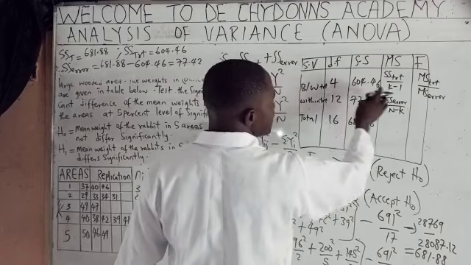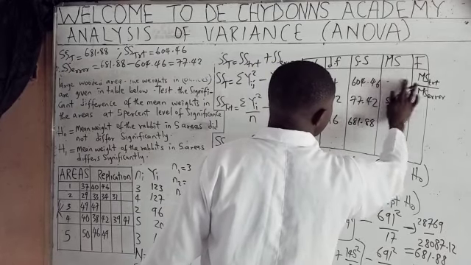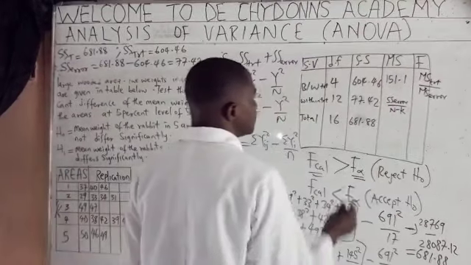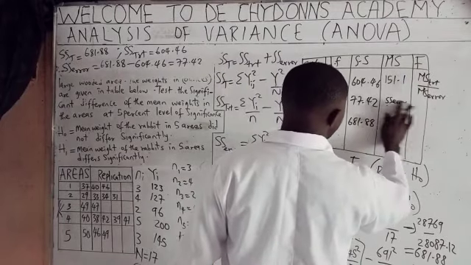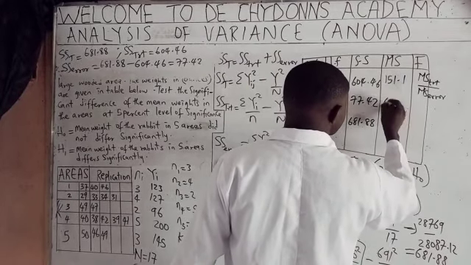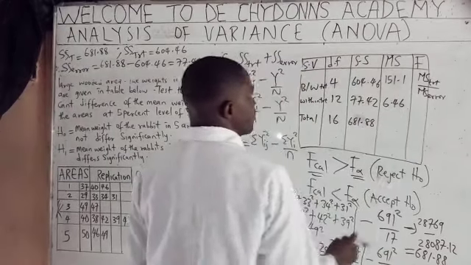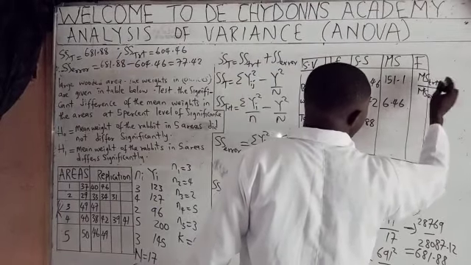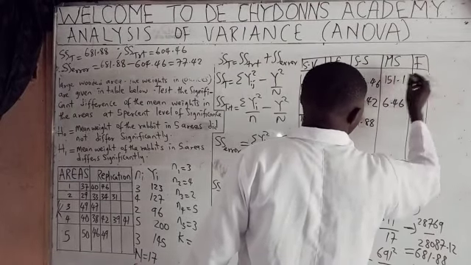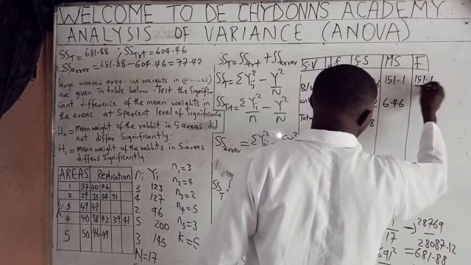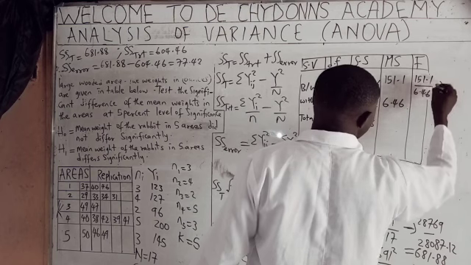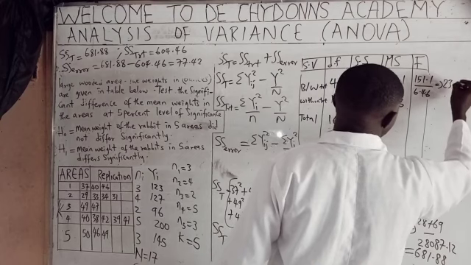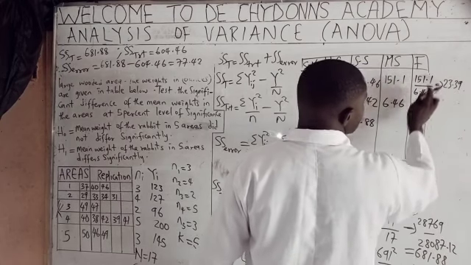This divided by this, what will it give us? If you divide, it will be giving us 151.1 approximately. Then this divided by this, it will be giving us 6.46 approximately. Now, MS treatment over MS error means this divided by this, 151.1 all over 6.46. And that will be giving you 23.39. So this over this is this.